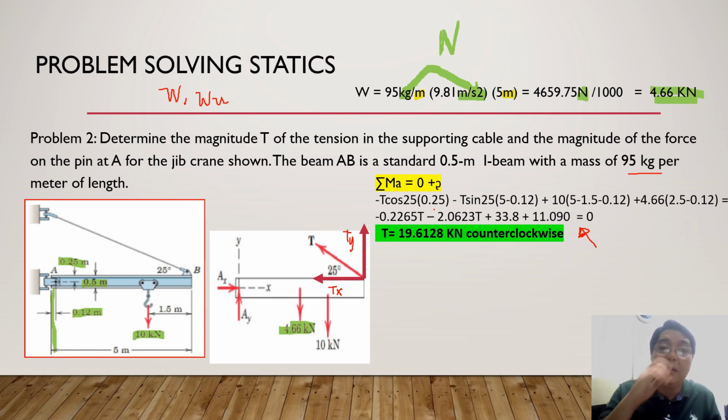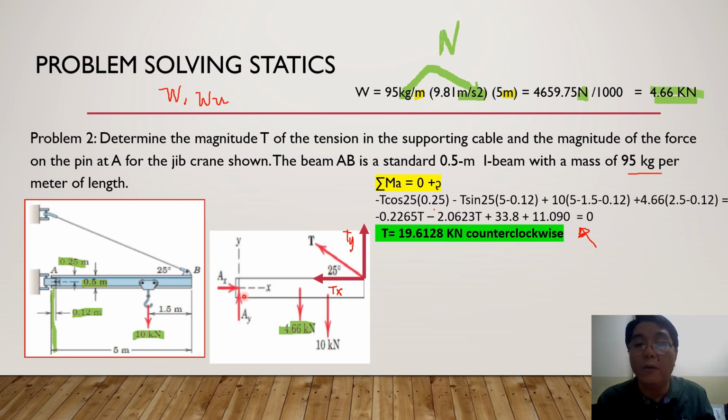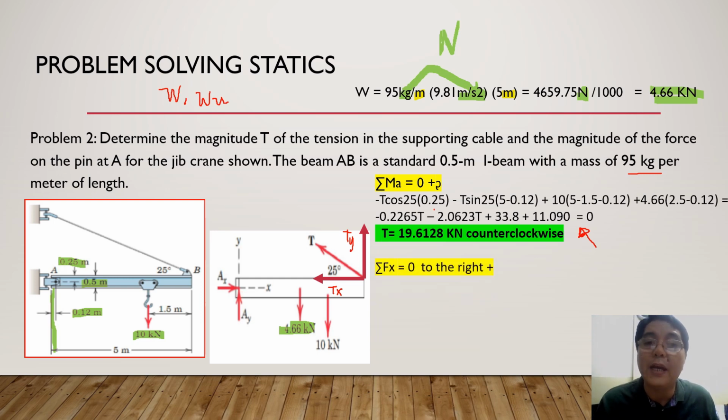Okay. So, paano naman natin kukunin yung resultant? So to get the resultant dito sa AY at dito sa AX, we simply sum up forces at X, makukuha natin yung AX, and sum up forces at Y, makukuha natin yung AY. Therefore, let us try to do it. Summation of forces at X is equal to 0. To the right, positive. What are the forces acting to the right? The only force that is acting to the right is A sub X. And there's no other force that is acting to the right. The other forces is acting to the left, and that is a solitary force, that is T sub X.